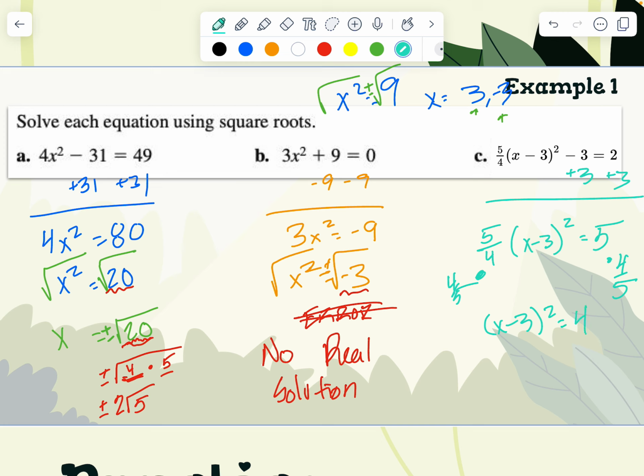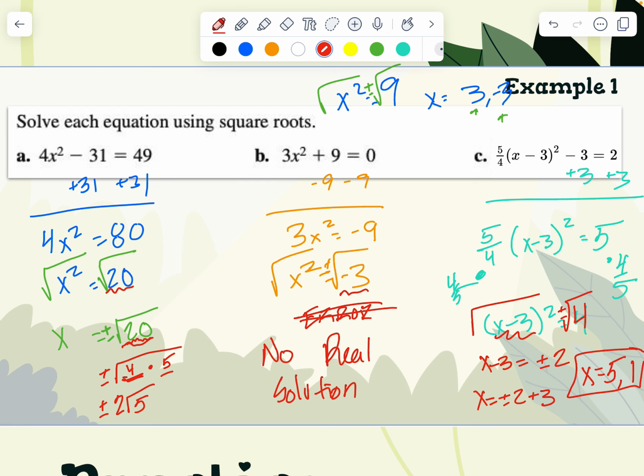This would give me 4. Now I'm going to square root both sides. I can't get at this x minus 3 until I take care of the square. So I square root both sides. Don't forget your plus or minus. Square root of 4 is 2. Now I do need to simplify this. If I do positive 2 plus 3, that gives me 5, and then the negative piece, negative 2 plus 3, that gives me 1. So these would be my two solutions.